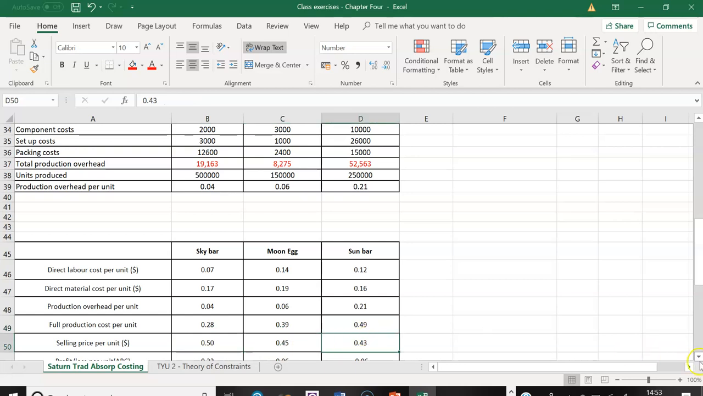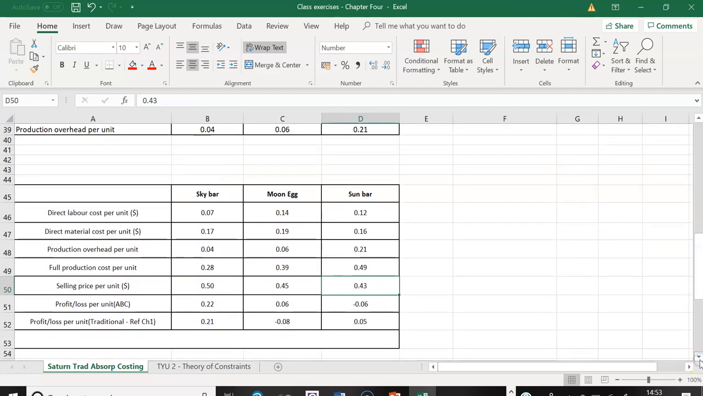So you can see all I've done is use a different method to arrive at the full production cost by finding production overheads using ABC. And exactly, I now have the profit and loss using ABC. And we can see something quite critical here. I'm going to do this first.